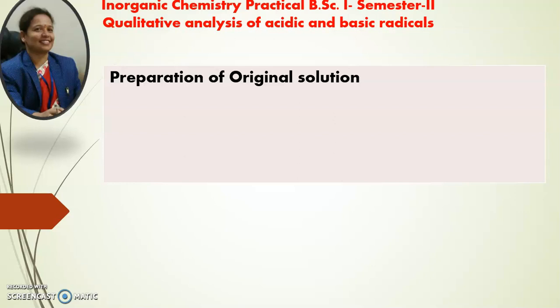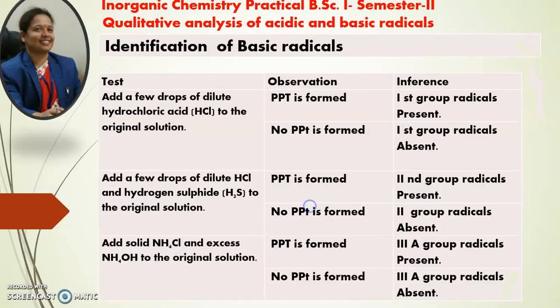Okay, for acidic radical, every time we take some small quantity of mixture, but in case of basic radical, we can take all the tests in the original solution. And how can we prepare this original solution? By checking the solubility of the salt. If it is soluble in dilute HCl, prepare the original solution in dilute HCl. If it is soluble in water, prepare the original solution in water.